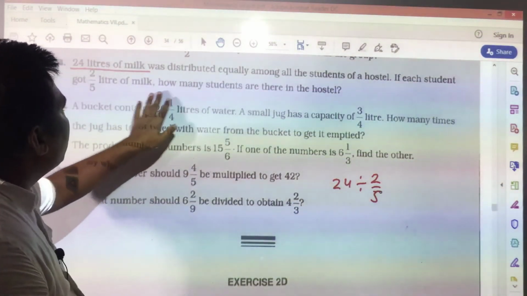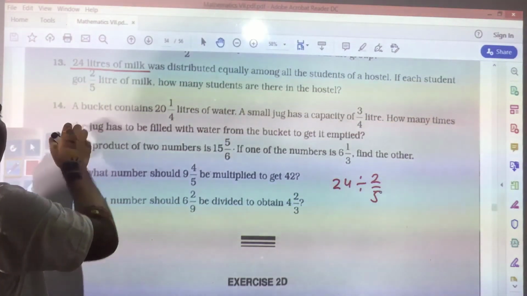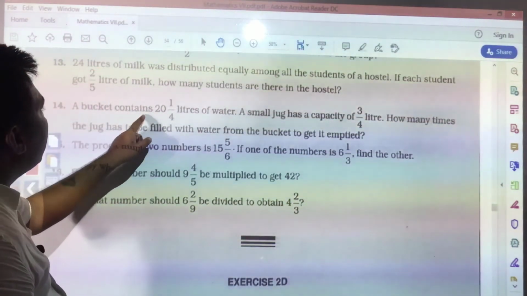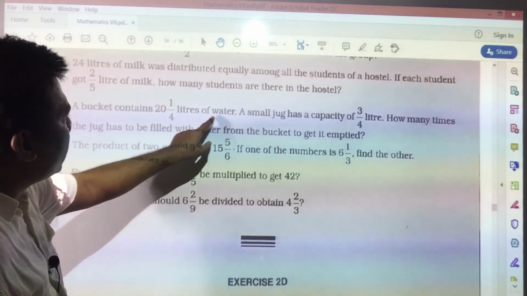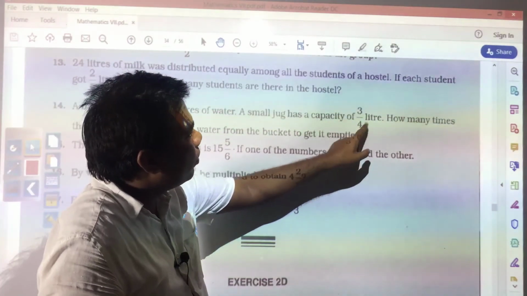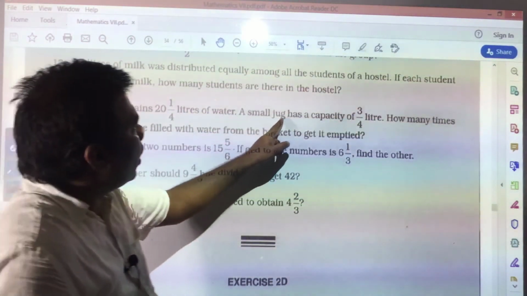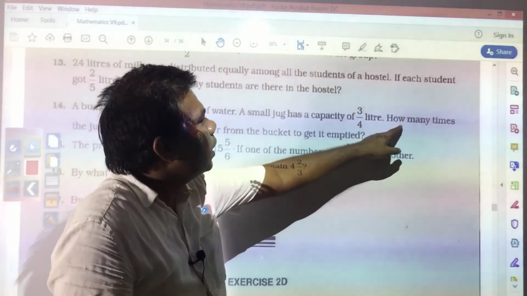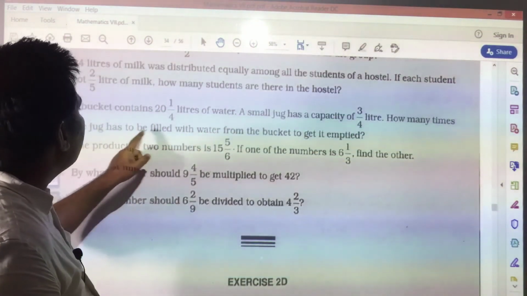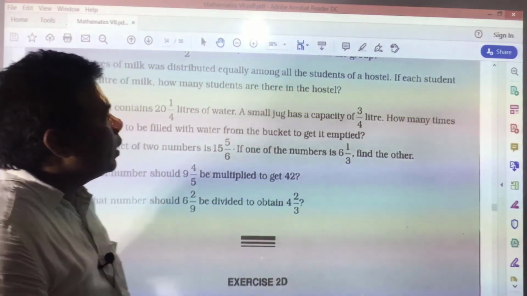So, you will know the number of students. Next question you have, a bucket contains 20 whole 1 by 4 liters of water. A small jug has a capacity of 3 by 4 liter. See, a bucket contains this much, a jug contains this much. How many times the jug has to be filled with water from the bucket to get it emptied?